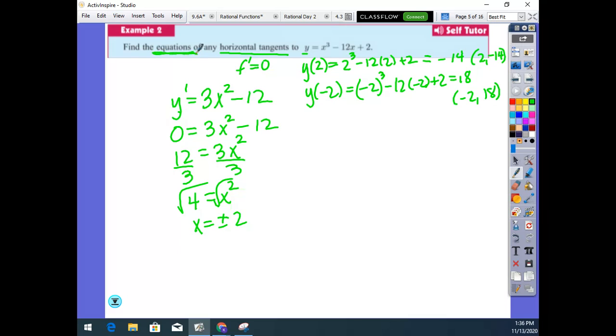If I want to find the equations, now let's think about this. What is the equation of all horizontal lines? Horizontal lines are just y equals whatever that y coordinate is. All right? So really, I just need these y coordinates, and my final answer: y equals negative 14 and y equals positive 18.